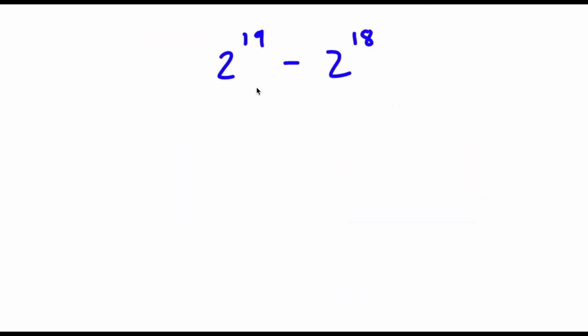Alright, so I have 2 to the power of 19 minus 2 to the power of 18. So to solve this, 19 here I'm going to replace with 18 plus 1, because 19 is the same thing as 18 plus 1. So now I have 2 to the power of 18 plus 1 minus 2 to the power of 18.